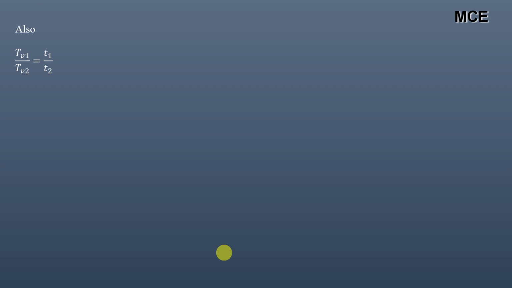Also, you can write that this time factor is directly proportional to the time. So you can write Tv1 divided by Tv2 is equal to t1 divided by t2.